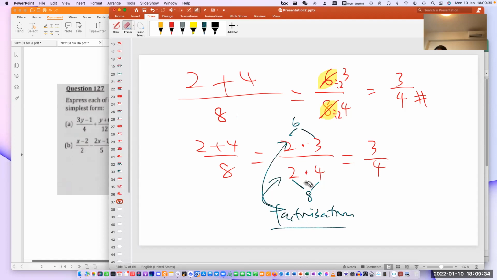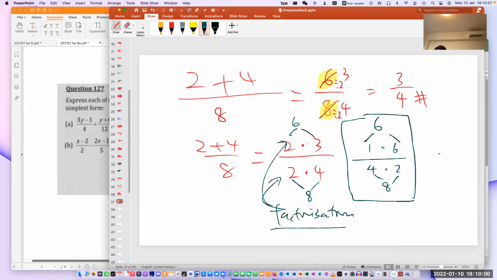So what I'm trying to say is, why do you split into 2 times 3 and why do you split into 2 times 4? For 6, you can split into 1 times 6, and your 8 you can split into 4 times 2. Why not split like this? Can I split like this? I can, but does it help or not? No. Why not?